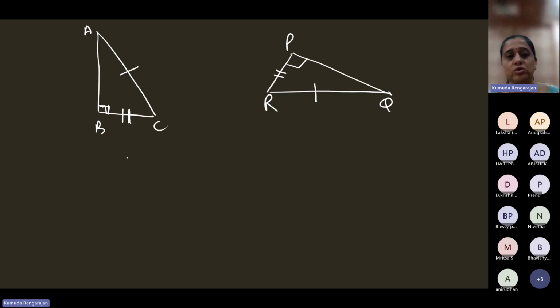So I'll show you how to use RHS and also to use some other property, meaning some other congruence rule in right triangles. You can also use other congruence rules for two right triangles, depending on the information given.